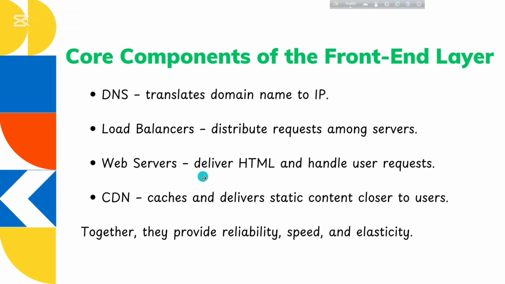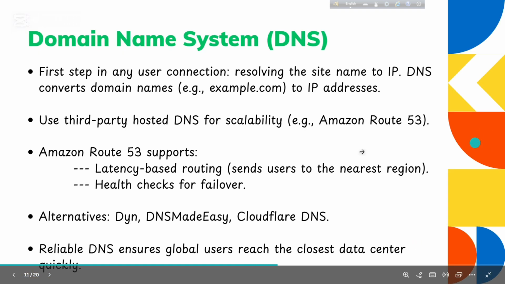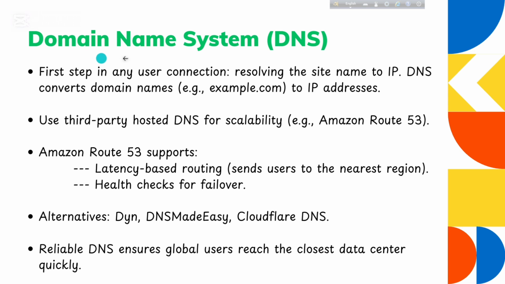Then we have web servers. These are responsible for delivering HTML pages and handling user requests such as loading a web page or submitting a form. Finally, the CDN, or Content Delivery Network, caches static content like images, CSS, and JavaScript files closer to the user's location. This improves the loading speed and reduces latency. Together, these components ensure the system provides reliability, speed, and elasticity, meaning it can scale up or down easily depending on the traffic. Now, let's move on to the domain name system or DNS.